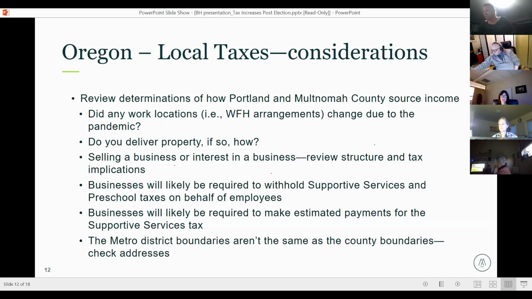What we have here is we don't have a definition yet of income from sources derived within. It's possible that they will issue a rule that says entities have to issue K-1s. It's really hard to say. We do have that break on double taxation. So if all you own is an interest in an entity that does business only in Multnomah County, and it pays that Multnomah County tax, you won't have another local tax on that piece of income.